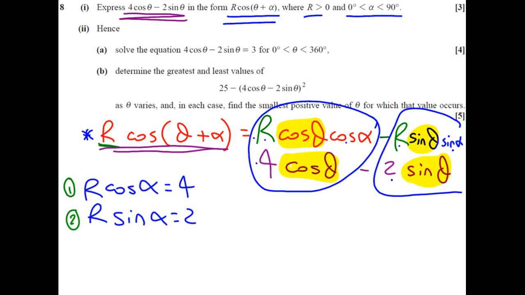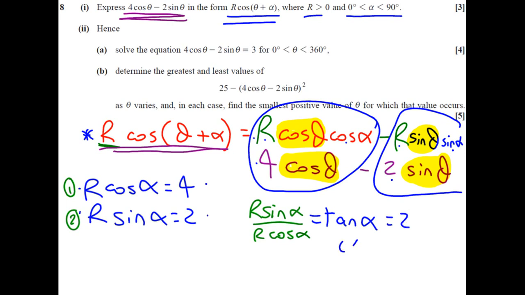So r sine alpha over r cos alpha, the r's are going to cancel, sine over cos is tan alpha, and when you do 2 over 4, you've got a half. That means that alpha is going to be tan to the minus 1 of a half. And we are in degrees, so make sure that your calculator is set to degrees. I'm going to change mine now. And you can do tan to the minus 1 of a half.